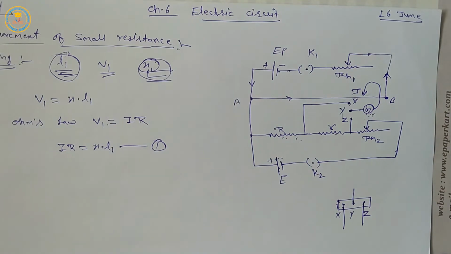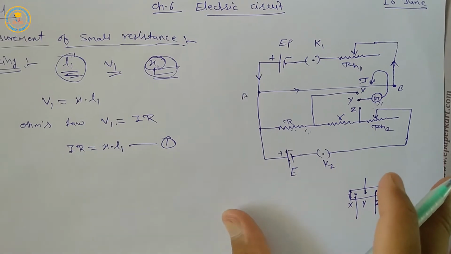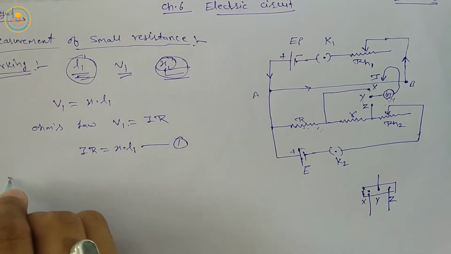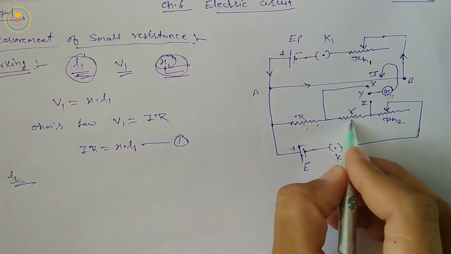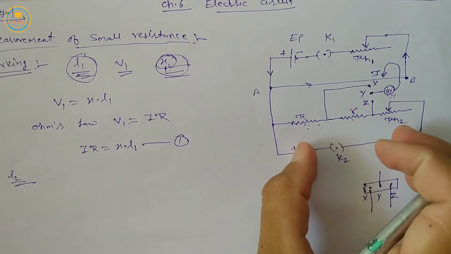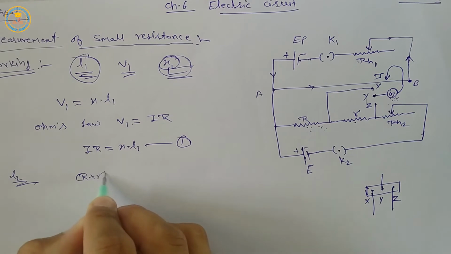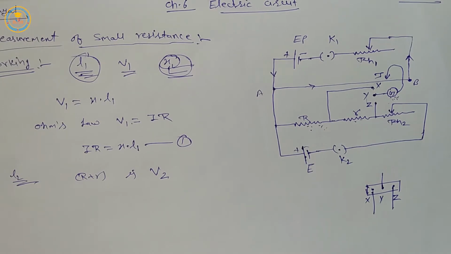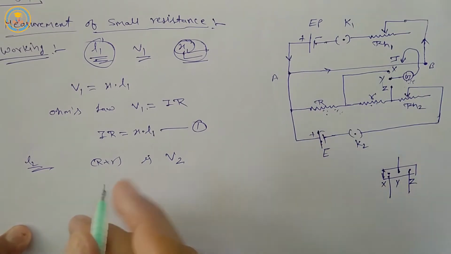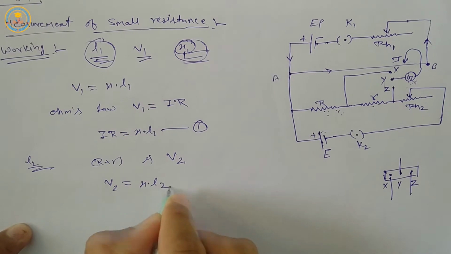Now we again find zero deflection in this galvanometer. In the zero deflection state, suppose L2 is the balancing length for resistance capital R plus small r, and the potential difference across the ends of resistance R plus r is V2. Then in this situation, again by the principle of a potentiometer, V2 is equal to X into L2.